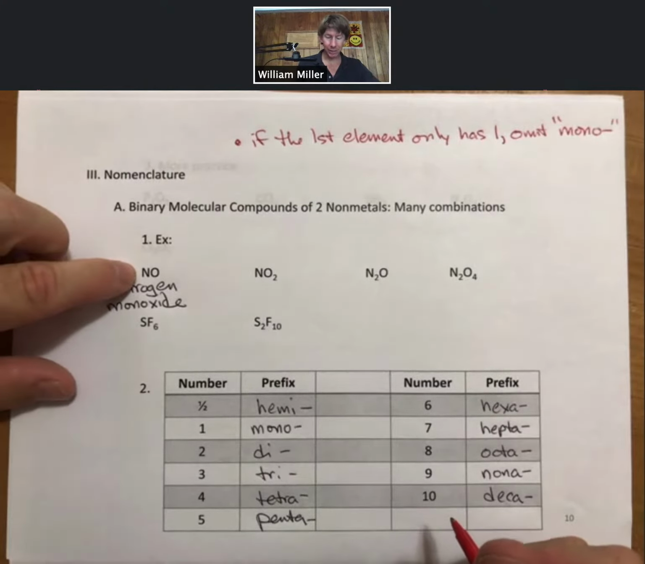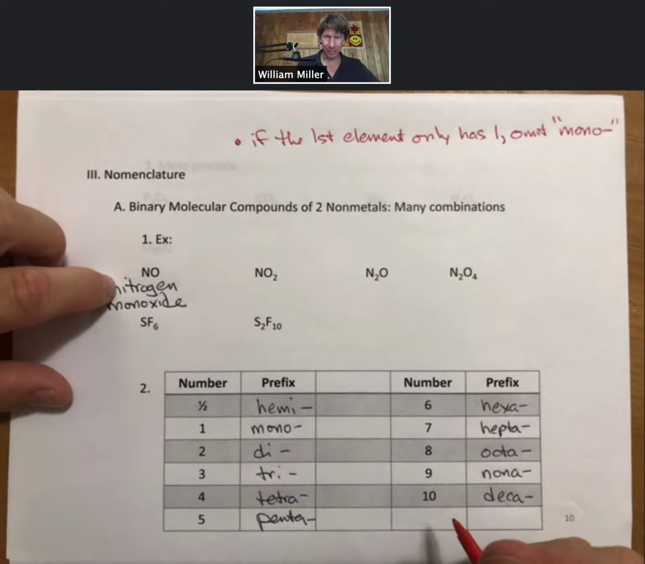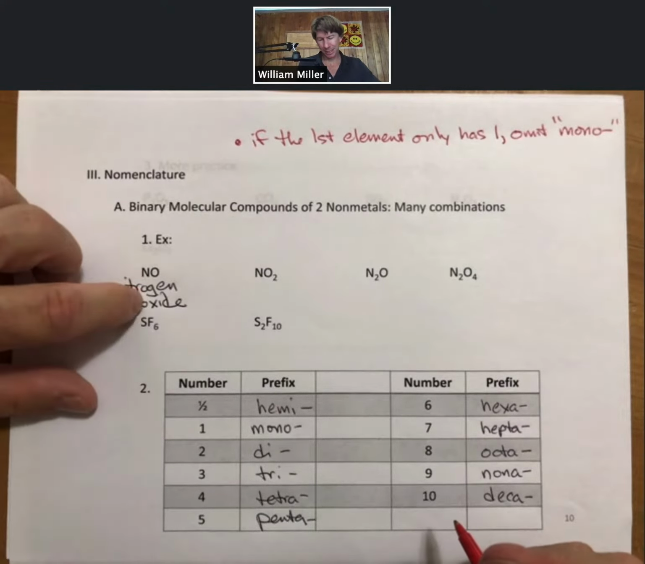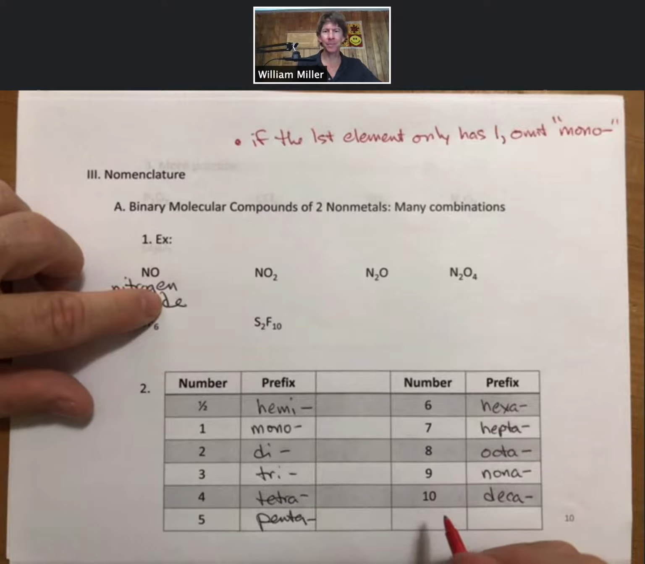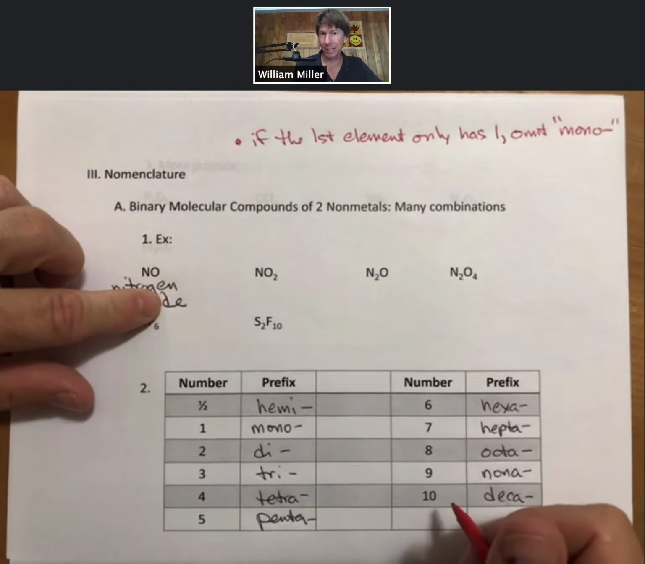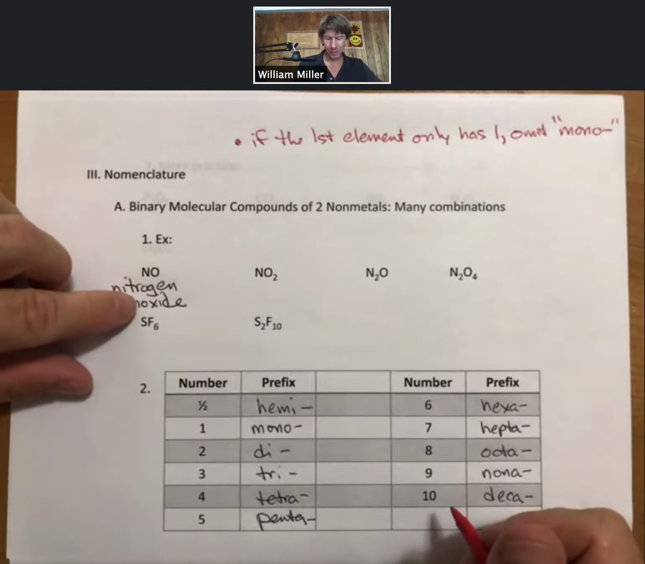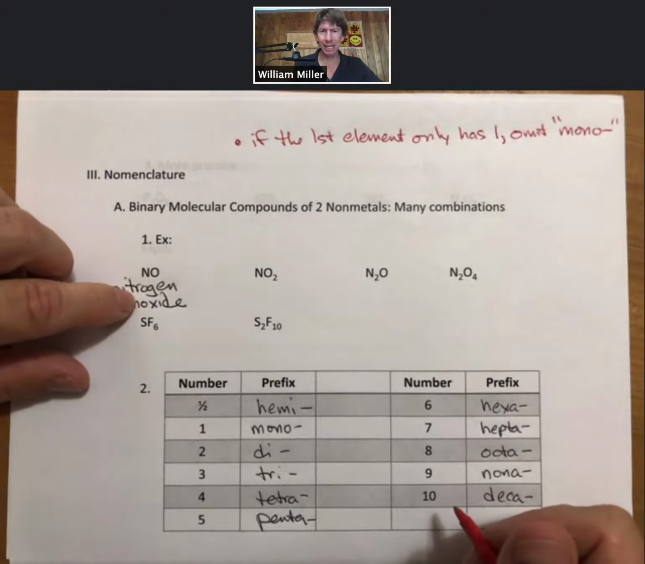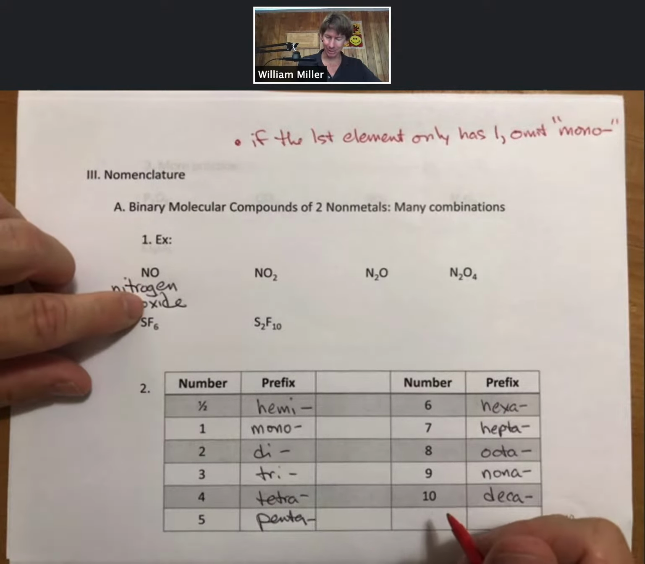Otherwise, the first element is just the name of the element, and the second element has the IDE ending as if it were in a monatomic ion. So oxide would be O2 minus, and so oxide is the name of the second one. Chloride, even though it's -1, all the IDE endings are in effect for the second element.